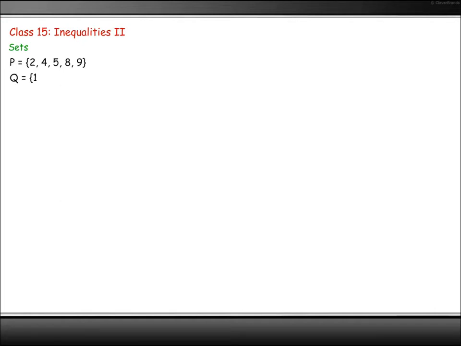The set Q contains the elements 1, 2, 3, and 8. The elements that are common to P and Q are 2 and 8. This is called P intersection Q.